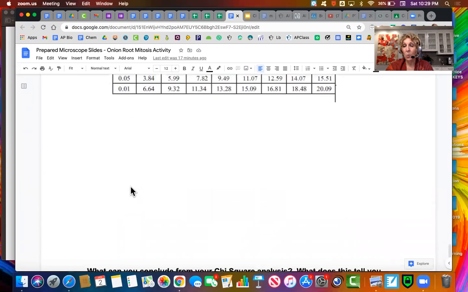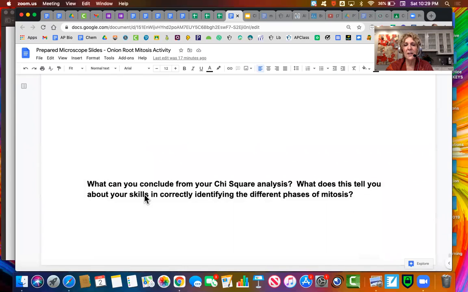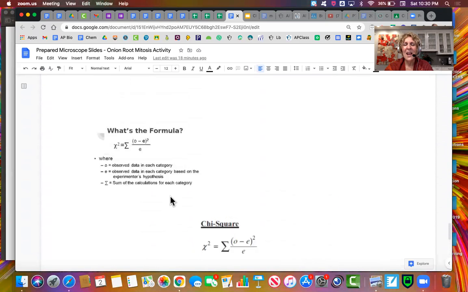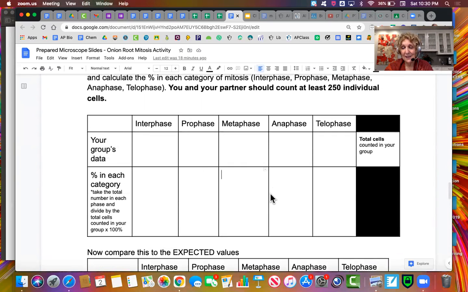I need to see your work here, so you can just do this on your iPad and your calculator. And then you can just answer this question about what you can conclude from your chi-square analysis, and what this tells you about your skills in identifying different phases of mitosis, okay? So the lab, you need to finish at least this table during class. If you don't get to the chi-square calculations, you can do that outside of class.